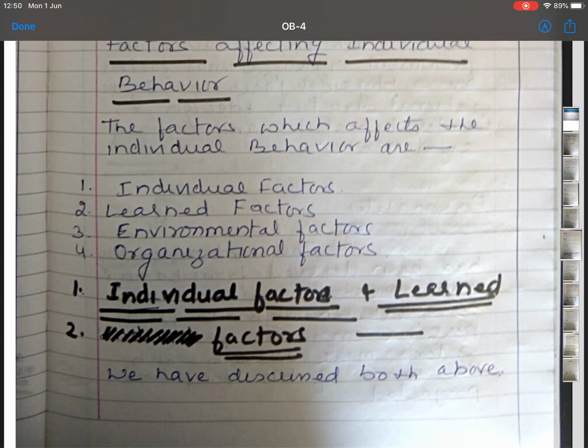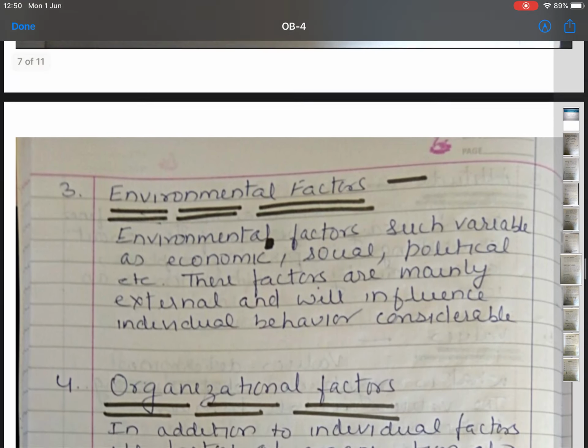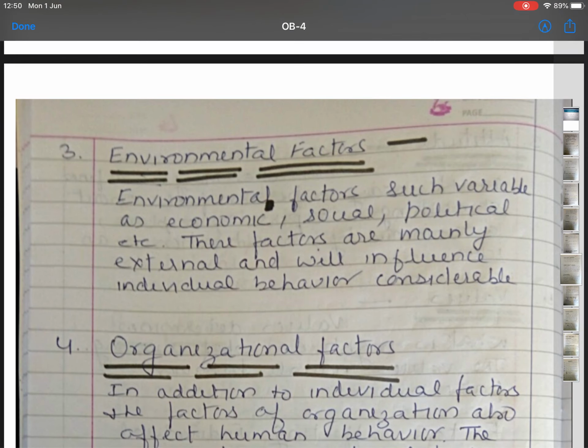And I've already discussed learned factors. I'm not going to discuss them again. I'm starting with the third, environmental factors. Environmental factors are variable, such as economic, social, political, and so on. These factors are mainly external and will influence individual behavior to some extent.